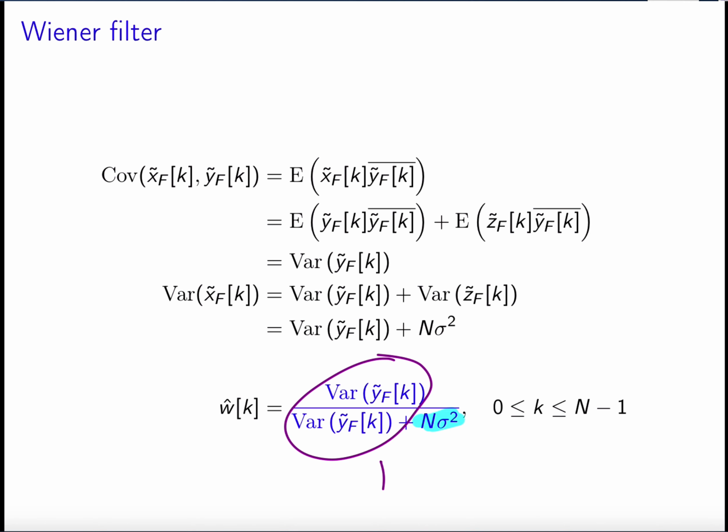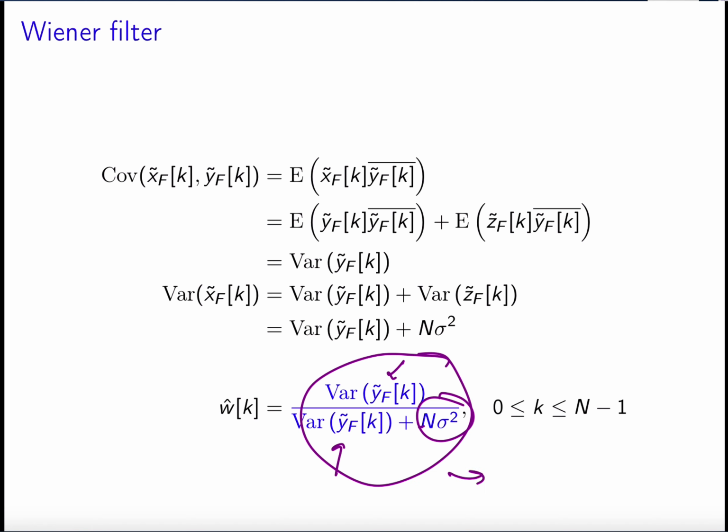Now what happens if the noise is super, super large? If the noise is super large, then this is going to be very, very large, much larger than this and than this. So this whole thing is going to go to 0. So you're killing the estimate. You're saying, let's just estimate 0 because the noise is so large that I cannot see the signal. So that makes a lot of sense.